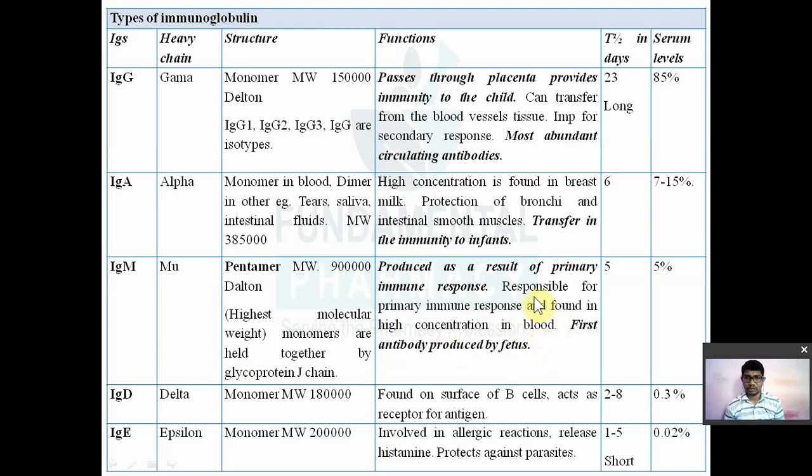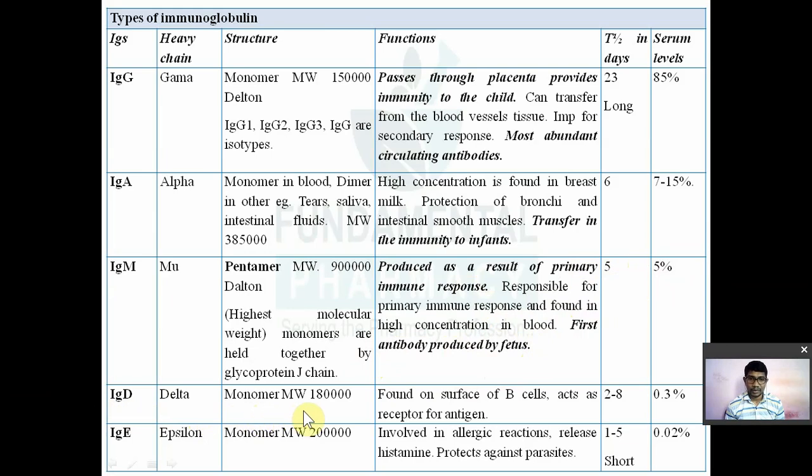So highest concentration in blood, and first antibody produced by fetus. Questions have come on this also. First antibody produced by fetus. Now its T half is 5 days. Its serum concentration will be 5%. Okay. Now immunoglobulin D means it is having delta heavy chain.